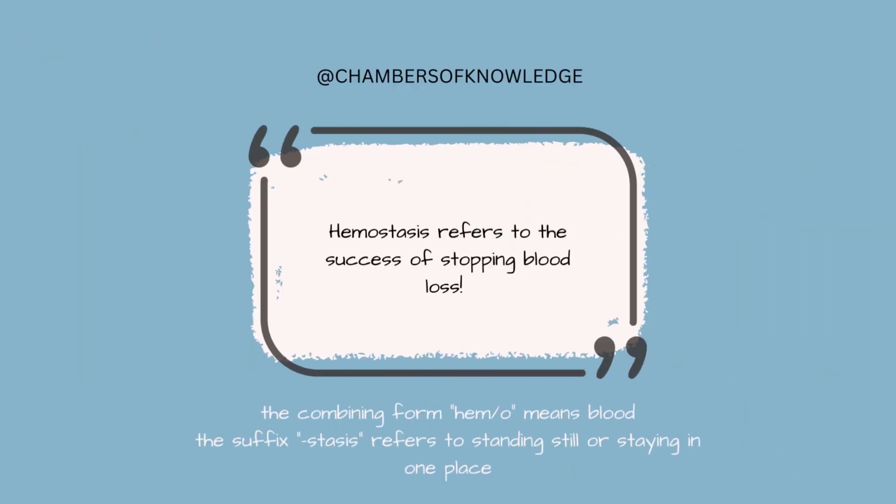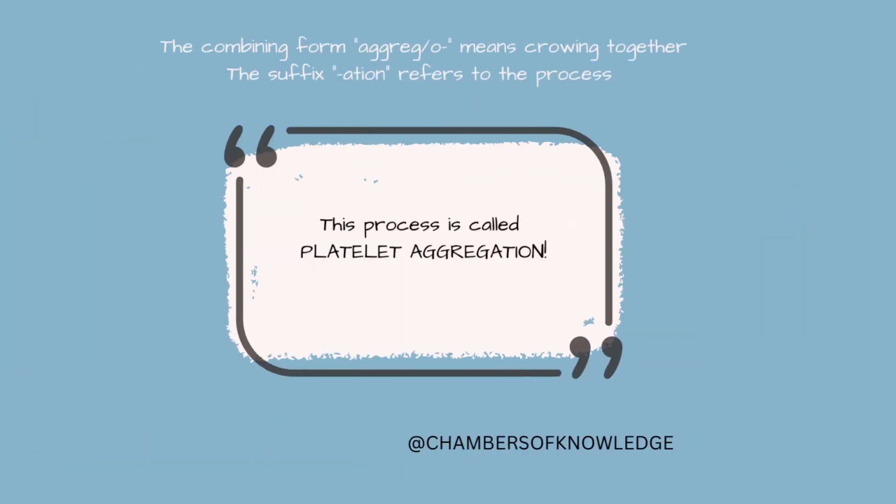Hemostasis refers to the success of the prevention of blood loss. Now, the process that leads to hemostasis is known as platelet aggregation. And as the name suggests, this process relies heavily on platelets or thrombocytes.